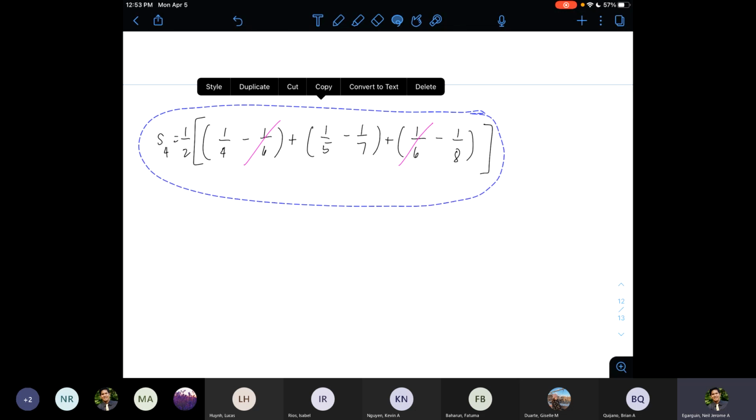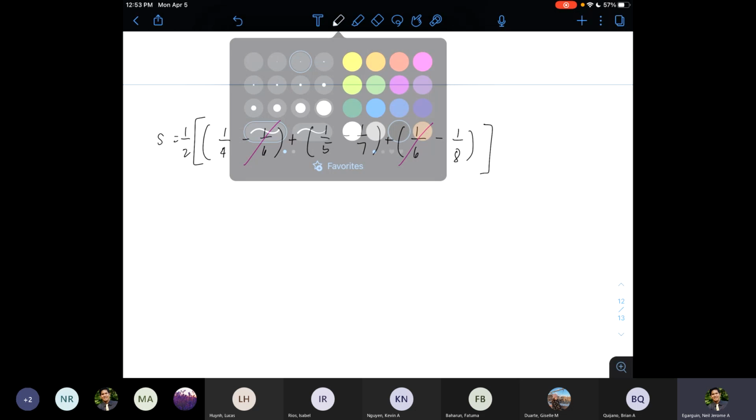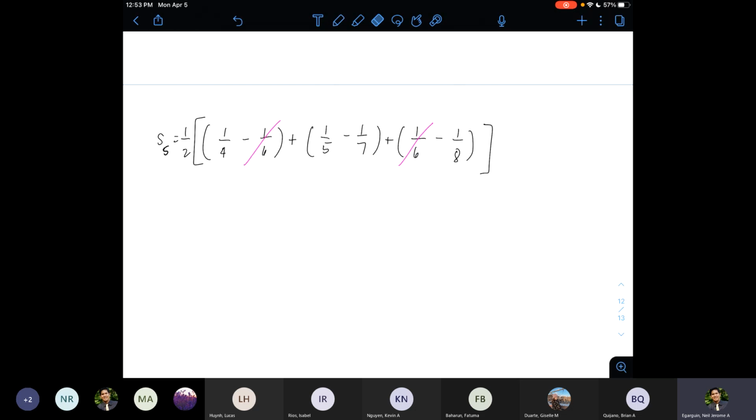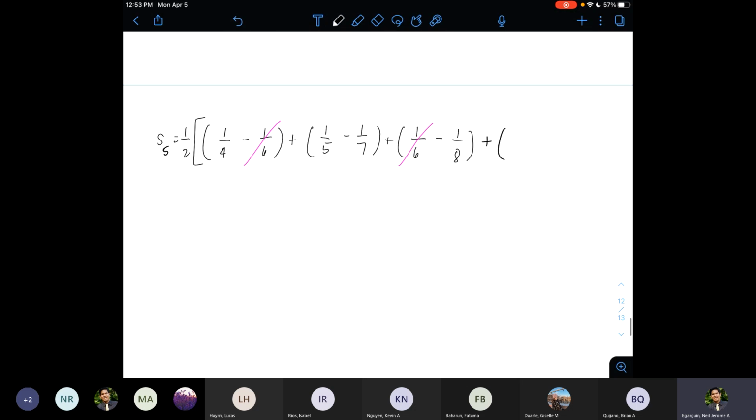Okay, let's go to S5. The partial sum S5 is basically obtained by adding to S4 whatever we get when k is equal to 5. When k is equal to 5, we get 1/7 minus 1/9, right? And let's see what happens here. Oh, I have a 1/7 here. I get another 1/7 there. Okay. And then let's see, is the pattern now obvious?